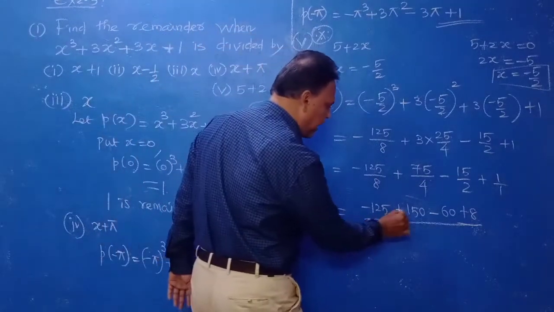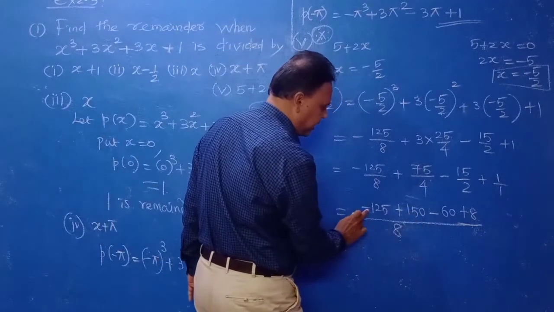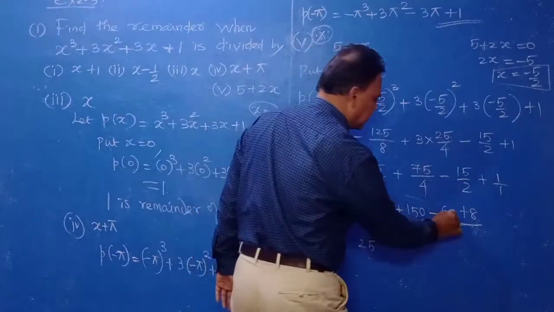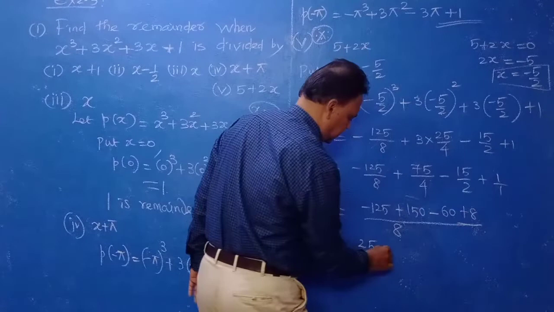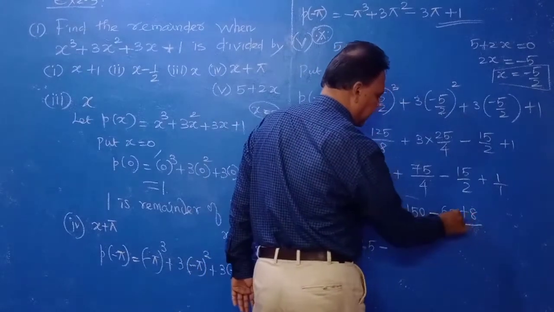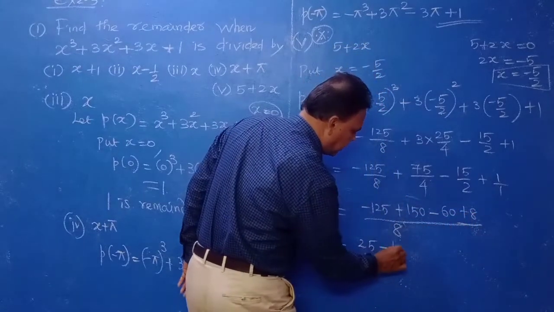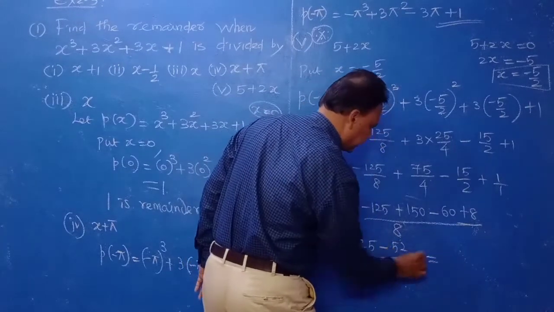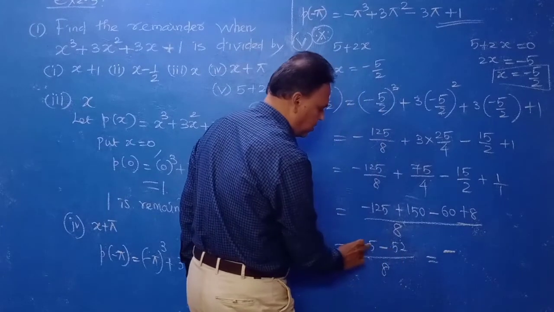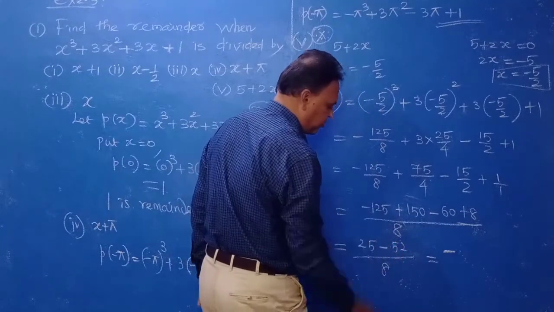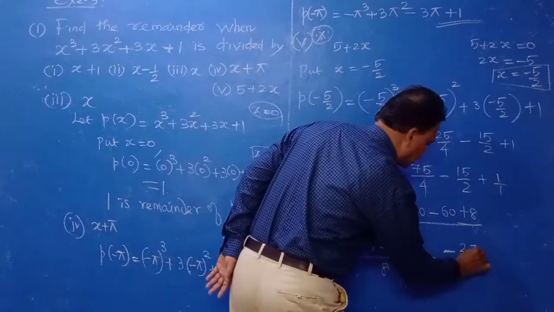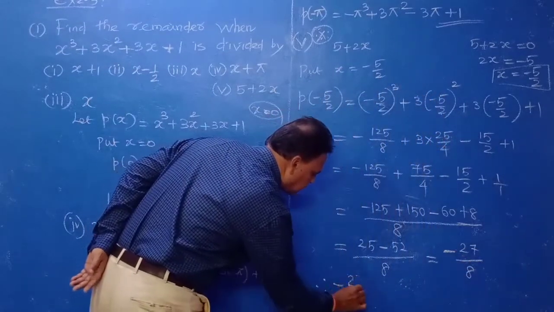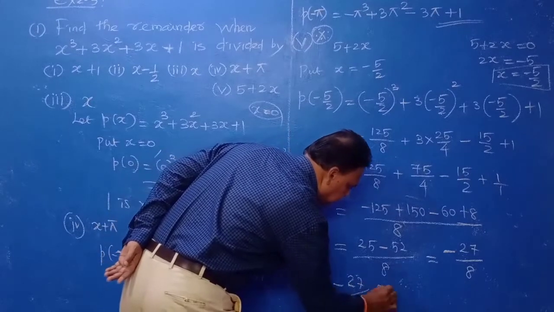So first these two add, how much? Minus 125 plus 150 is 25. Then these two add, minus how much? 8 means minus 52 by 8. So minus will be greater, so minus will come. 52 minus 25, how much is 27? Minus 27 by 8. Therefore, minus 27 by 8 is the remainder.